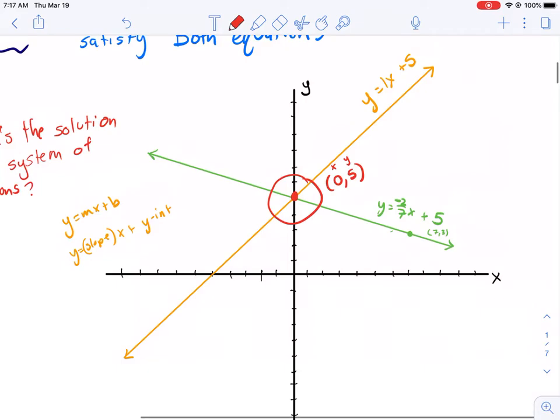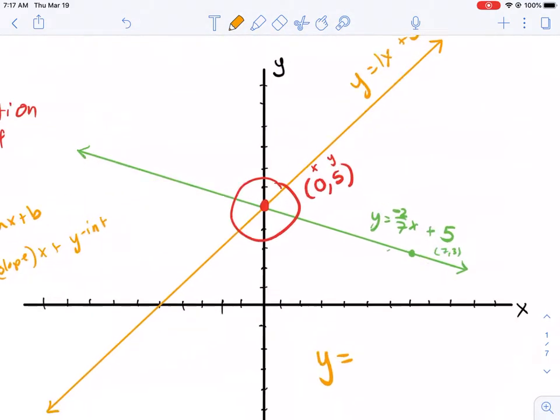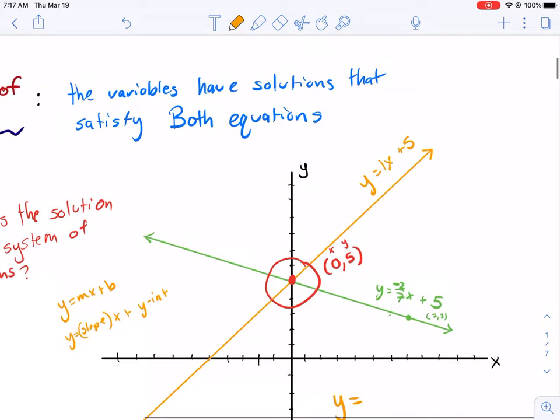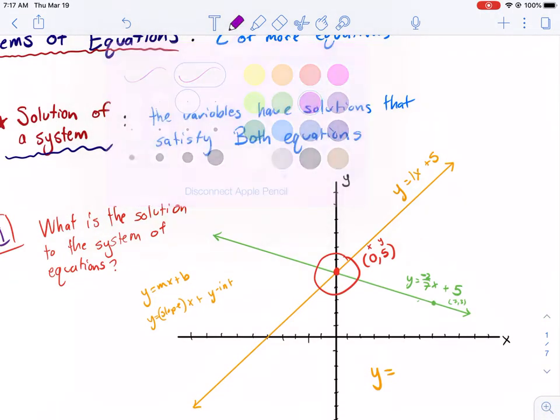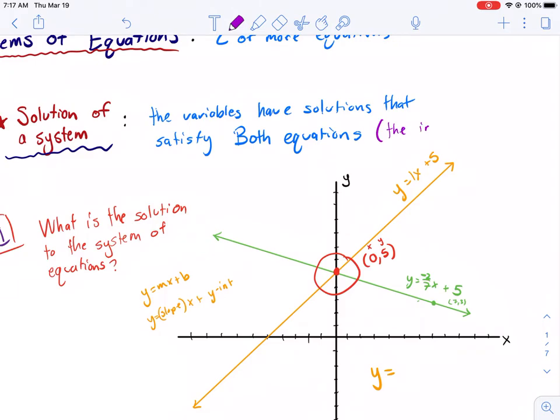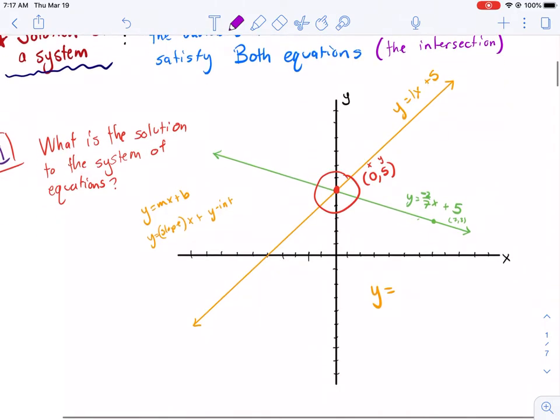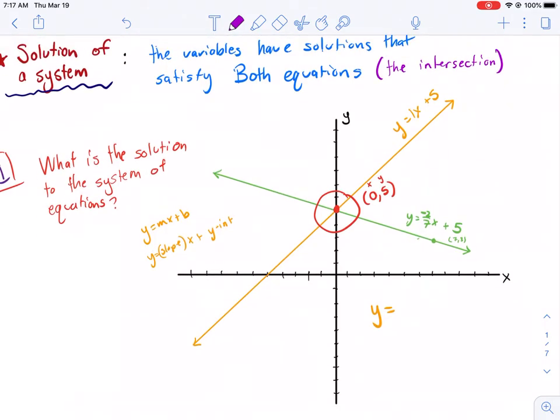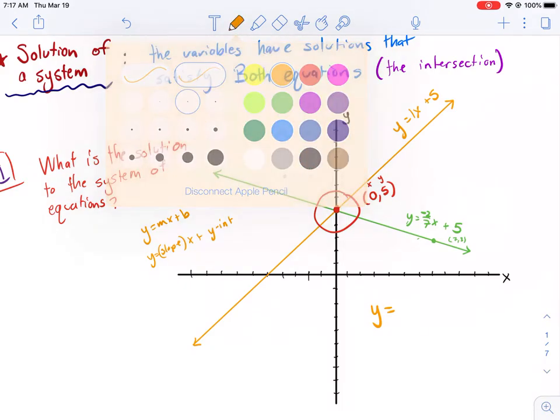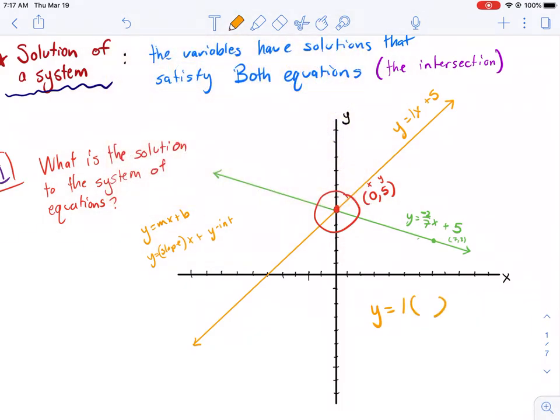Now let's see what happens when we plug 0 in for x and 5 in for y into both equations. Let me start with this one. Okay, so already visually you can see that that's where they intersect. And that's something you can add here: the intersection. Okay, so the solution is also known as the intersection of the system of equations. Where you graph the two lines, that's the solution. Okay, so I'm going to replace x and y in this equation. So I'm going to plug in 5 for y, 0 for x.